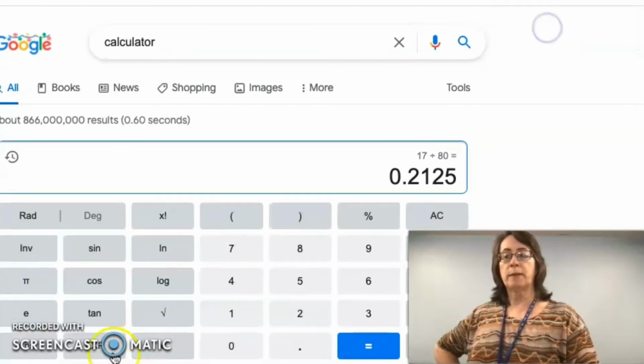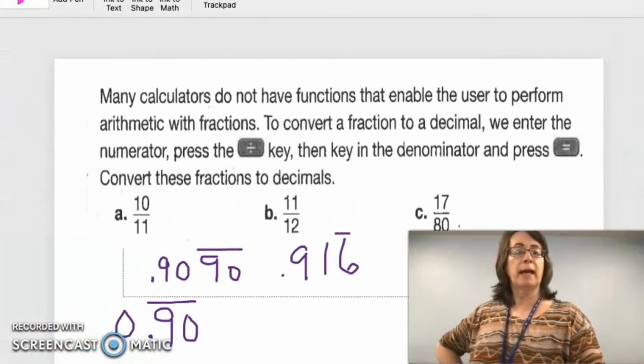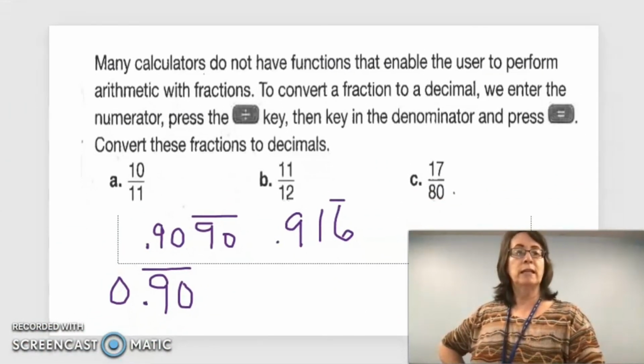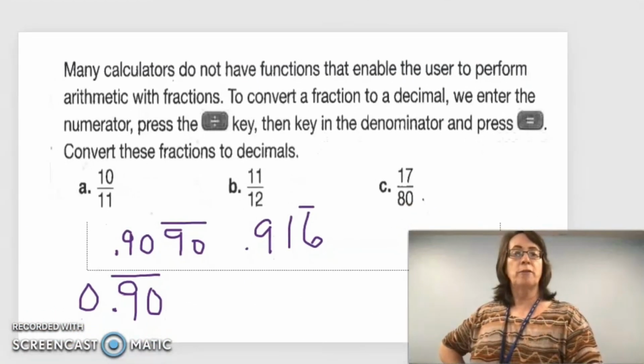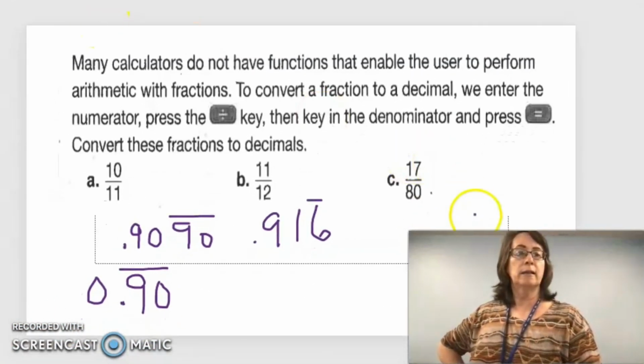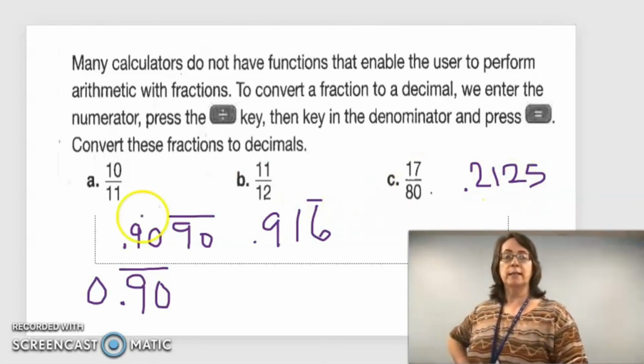Let's put this back here and see if we did the right one. 17 divided by 80. Yes. So 17 divided by 80 is 0.2125. And it is not repeating. So that is the terminating one, isn't it?